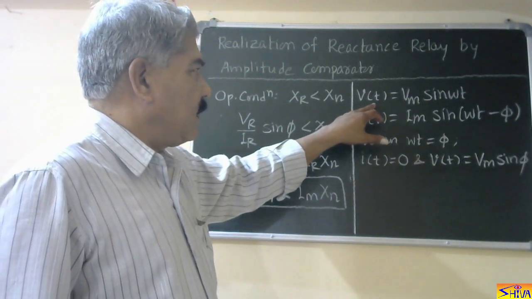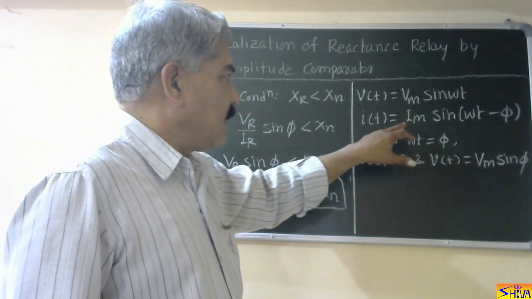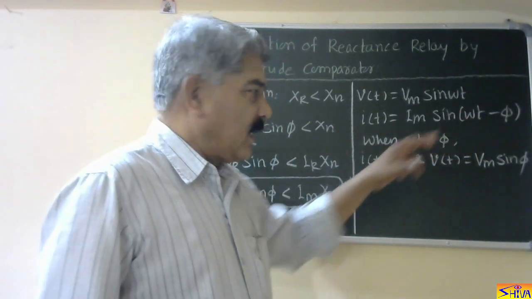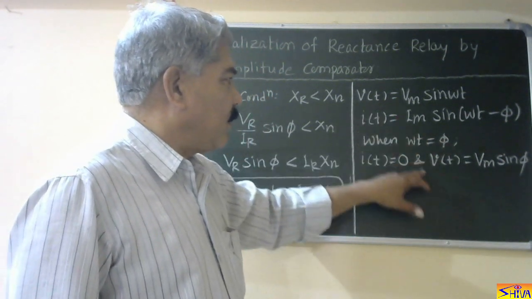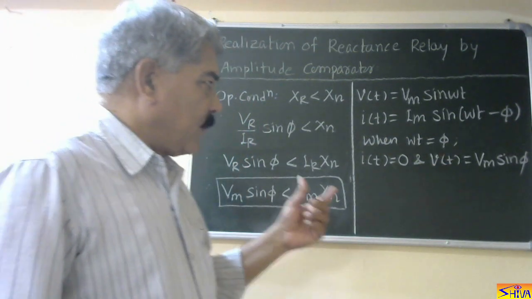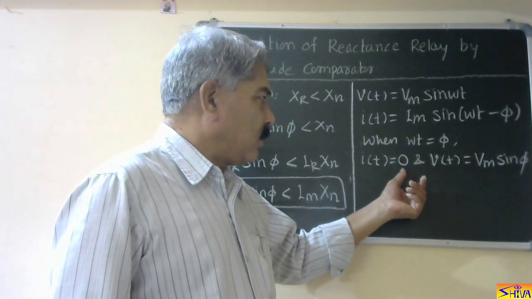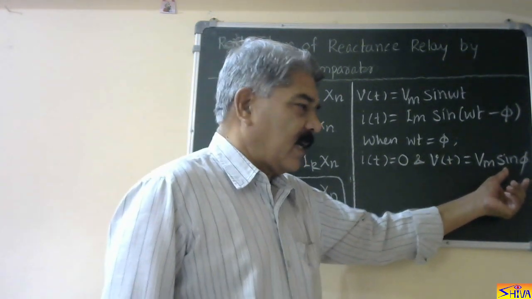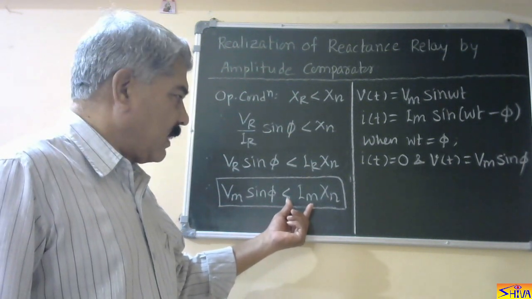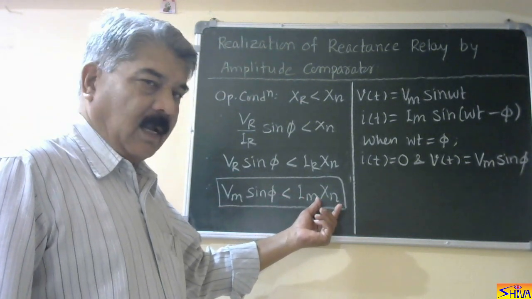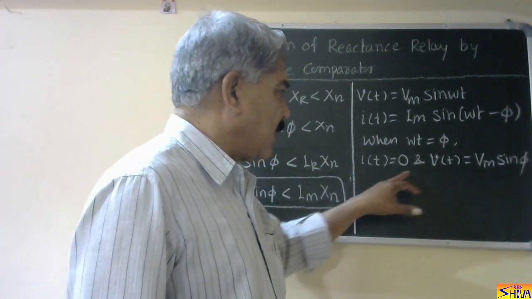Now we know the voltage equation is Vt equal to Vm sin omega t, where Vm is the peak value and the voltage is varying sinusoidally. The current is Im sin(omega t minus phi), where phi is the power factor angle. Now when omega t is equal to phi, the current will be 0 and Vt will be equal to Vm sin phi. So if we measure the instantaneous value of the voltage when current is passing through 0, then the instantaneous value of the voltage is Vm sin phi. That is the requirement. Im we can get after rectification and filter, and XN we can get through the amplifier. So we have to find the instantaneous value of this voltage when current is passing through 0.